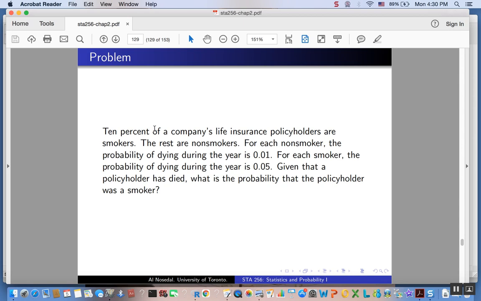So, the problem we want to solve is this. Given that a policy holder has died, what is the probability that the policy holder was a smoker? Make sense? Okay, so just as we have been doing it lately, let's use our fancy notation. Let us define our events of interest and translate the information from the problem into mathematical terms.